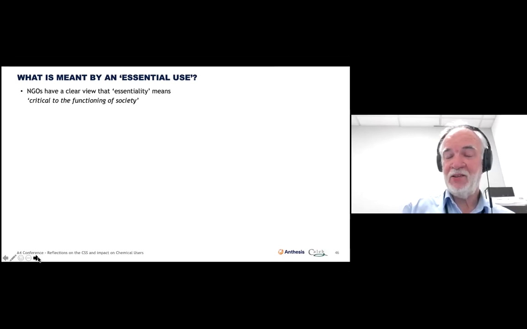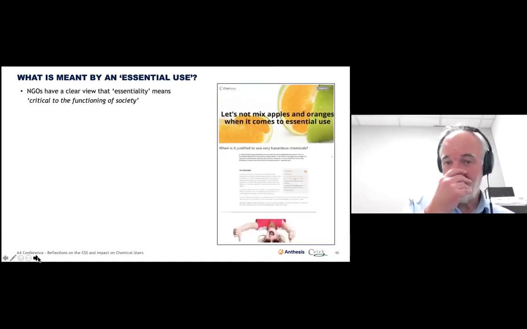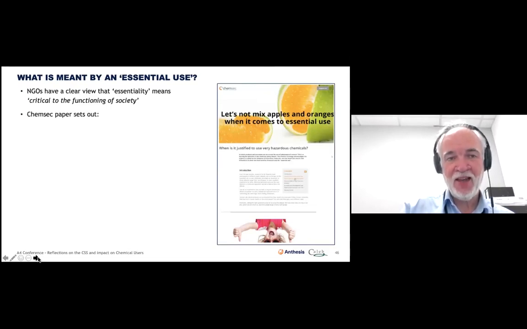And in fact, the parties were the ones making the application for essential use, in other words, the governments as countries, not the particular users. So there had to be a process going through. So it's a very different process than the one that I think is now envisaged under the chemical strategy. But we've seen documents coming through. This is one from ChemSec, where they are absolutely clear that we need to be focusing our attention of essential use on the application itself.